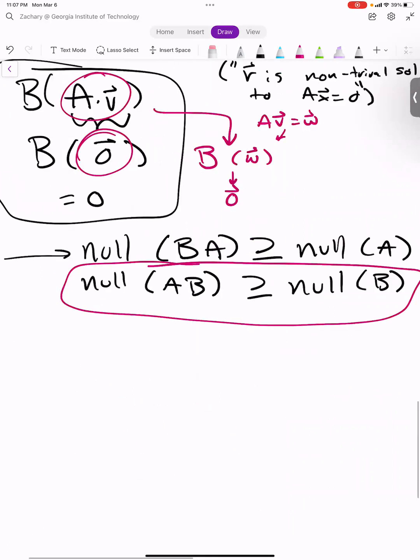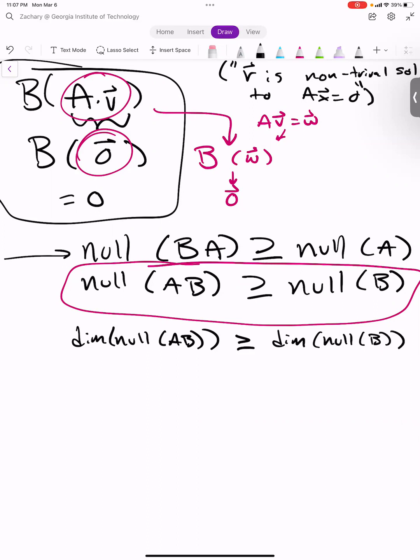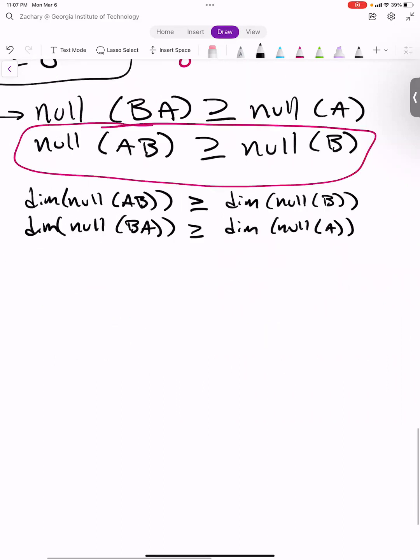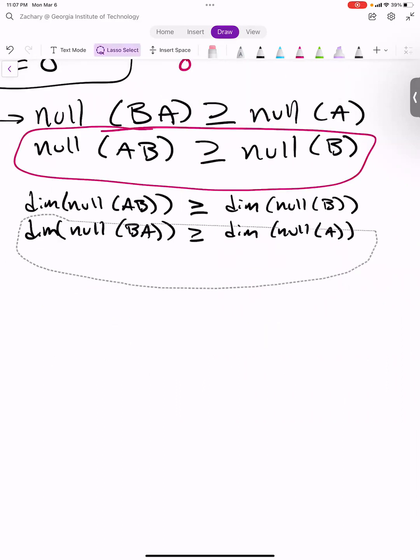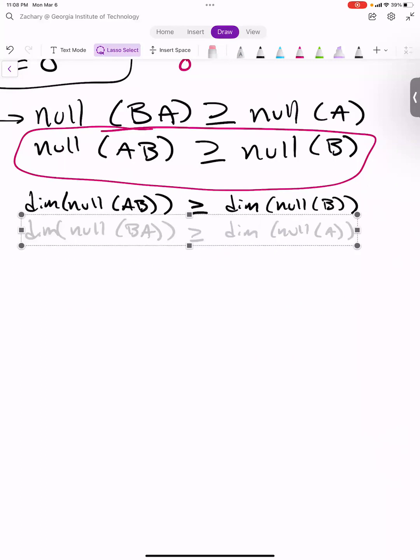So I can rewrite this one more time. The dimension of null of AB is greater than or equal to the dimension of null of BA, which is greater than or equal to the dimension of null A. I'm just going to copy this to keep it separate from my identities.